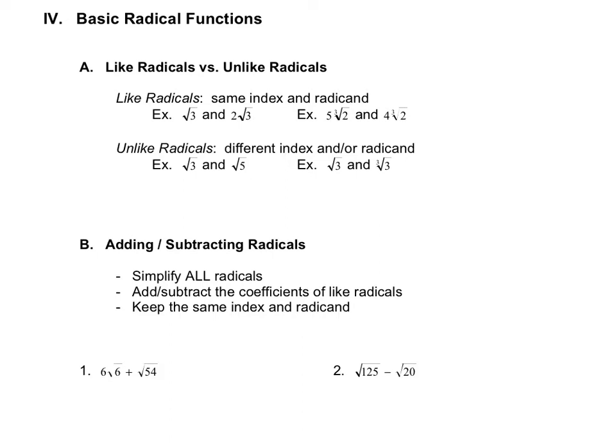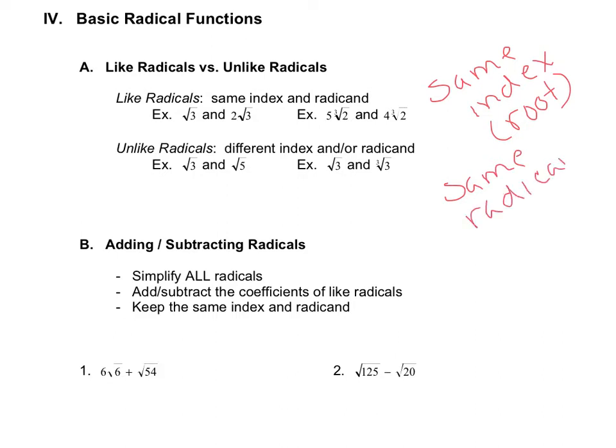Yeah, they are both square roots, but one is square root of 3 and the other square root of 5. So you're looking for what's under the radical to be the same, and square root of 3 and cube root of 3 are not alike because they don't have the same root. So in order to be like radicals, you have to have the same index, which, if you can recall from the very first set of notes, is the root. So you have to have the same index, which again is your root, and you have to have the same radicand, which is the guy under the radical symbol.